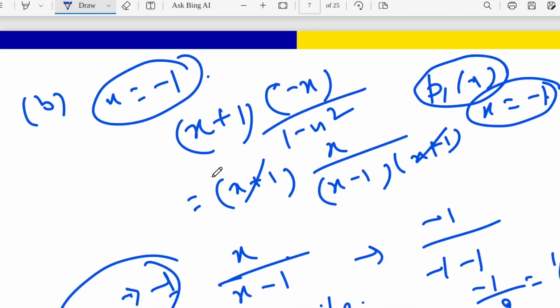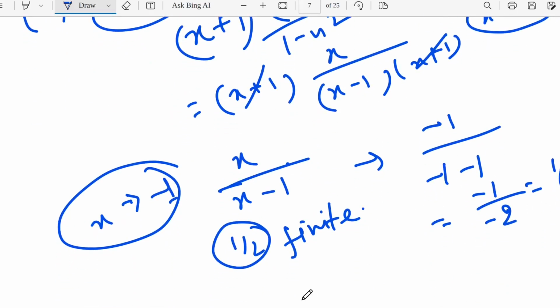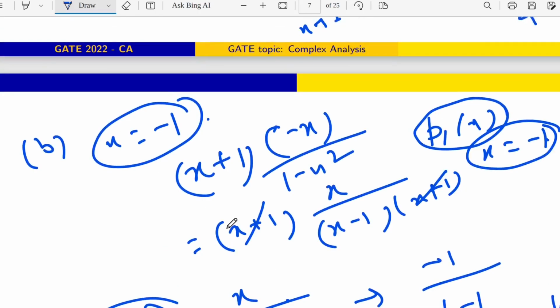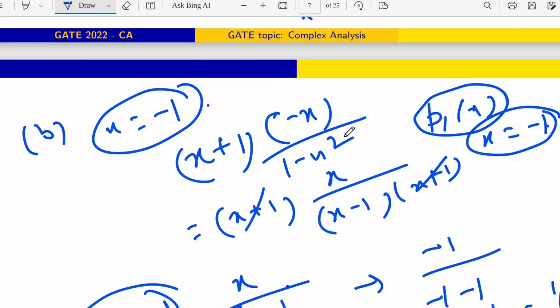Now coming to x equals minus 1. Similarly, I am doing the same thing and I got an answer of 1 by 2. 1 by 2 is also again a finite value. So I can tell that at x equals minus 1, p1(x) has a pole of order 1.